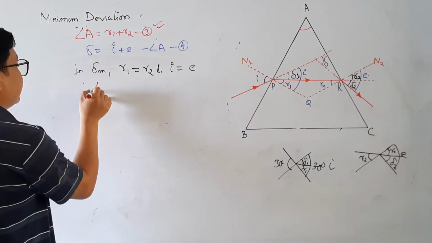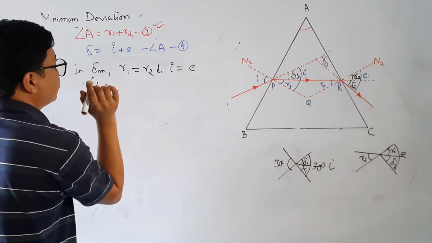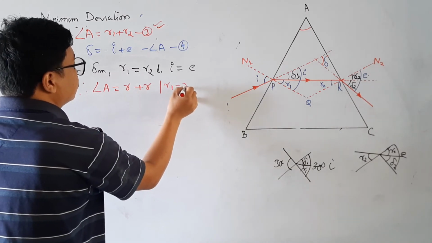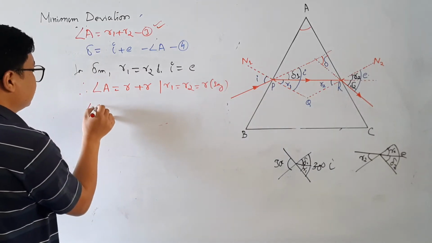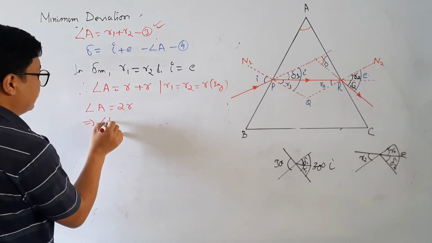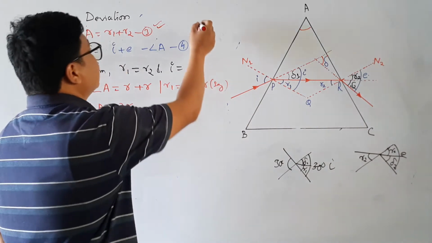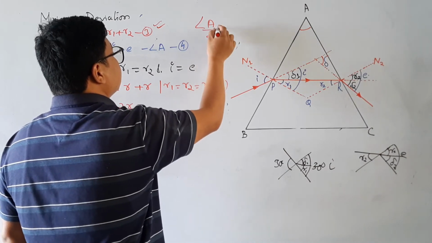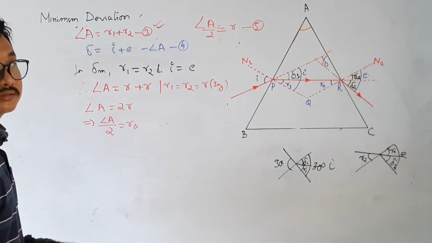So therefore angle A, for the minimum deviation, will become R1 equal to R2. I will just write R1 is equal to R2 is equal to R. Then angle A is equal to 2R, which implies A by 2 is equal to R. So we got A by 2 is equal to R. This is equation number 5. We got this from this.